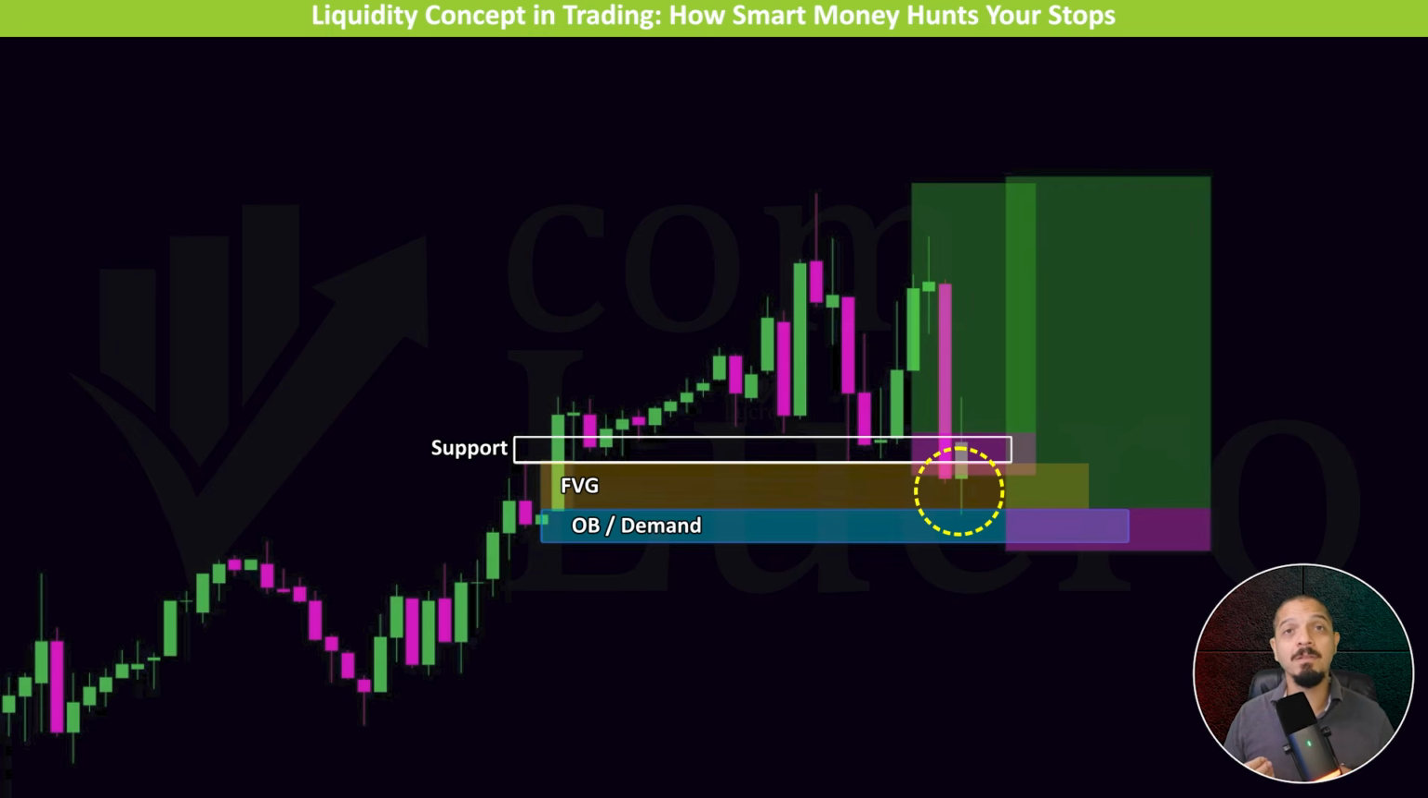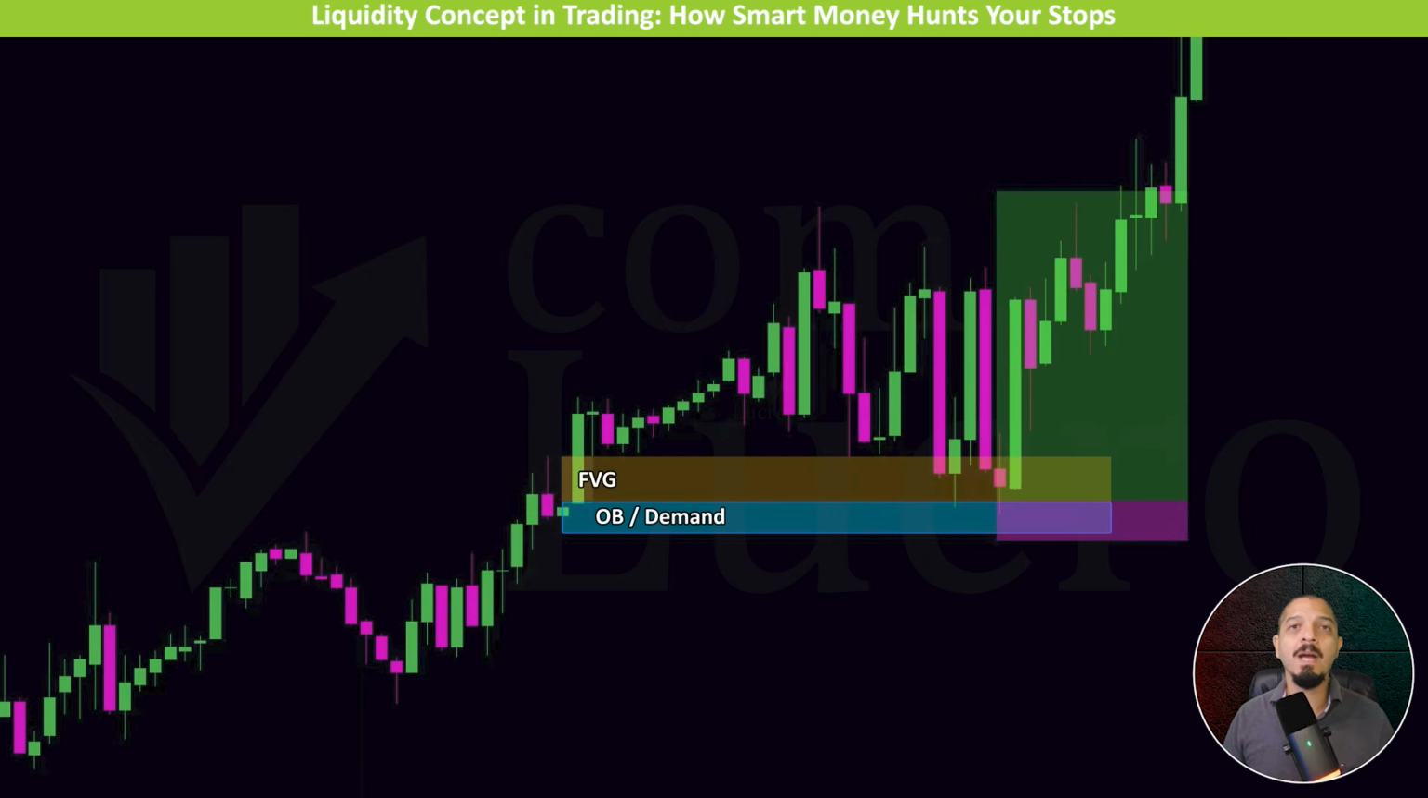The imbalance gets filled and price taps directly into our demand zone, triggering our buy. Then, price moves higher and reaches our target. This single setup delivers roughly a 1 to 6 risk-to-reward trade.